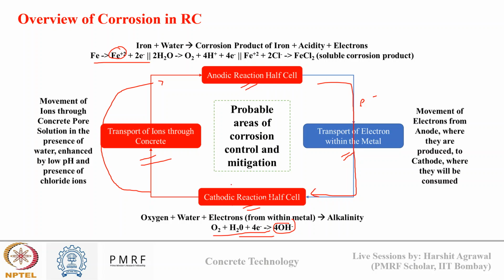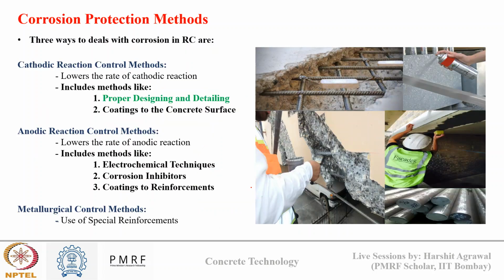Okay, so these three reactions we can control, and for corrosion to occur, all of these need to occur. So even if I slow down one block, the entire reaction will be controlled. So probable areas where corrosion can be controlled or mitigated are these three blocks. Okay, now there are three ways to deal with corrosion then.